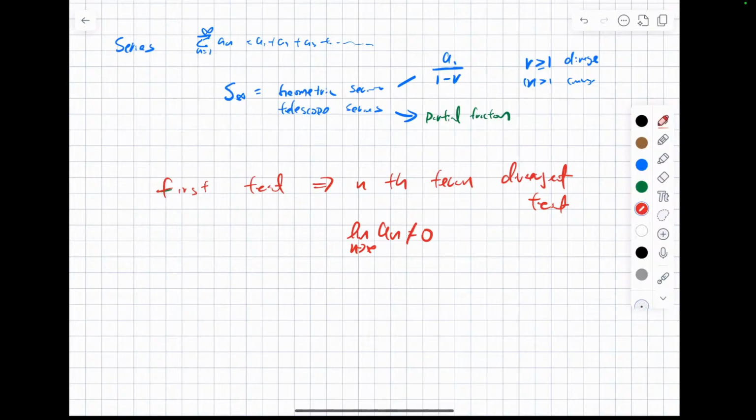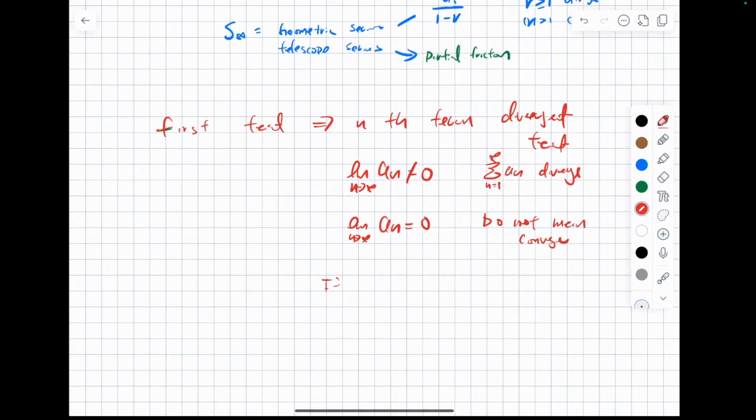The series of a_n from n equals 1 to infinity diverges. But what if the limit as n approaches infinity of a_n equals 0? Does that mean it converges? No. It does not mean converge. Right? It does not mean converge. However, the reverse statement is true for a series.